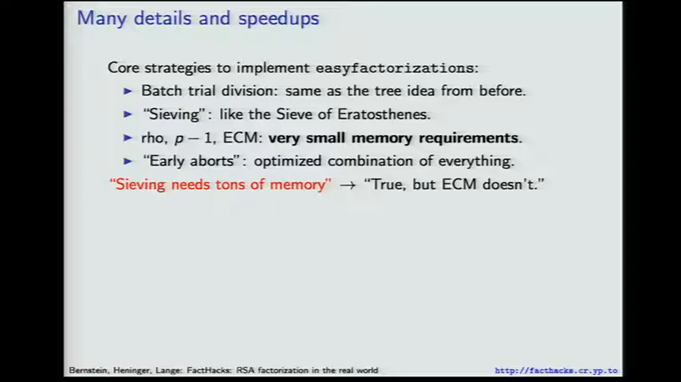You can use the elliptic curve method that you heard about before to figure out easy factorizations using very little memory, which means you can build a chip, like an FPGA or special-purpose ASIC. You can have thousands of little ECM units running in parallel, so you can really massively parallelize this easy factorizations function. So if people tell you, oh, you need tons of memory for sieving to find easy factorizations, you should tell them, no, that's not true. ECM you can do with very little memory, and it is massively parallelizable.